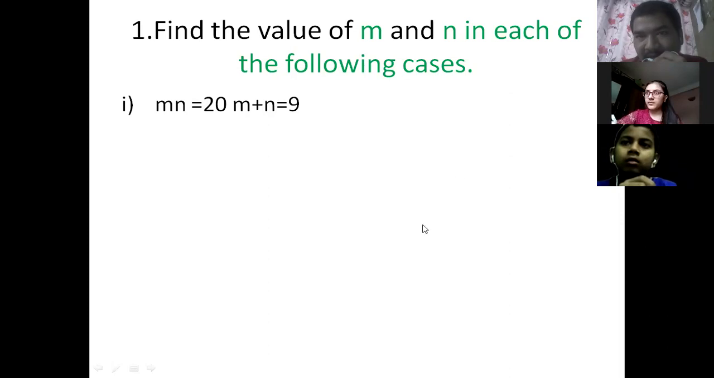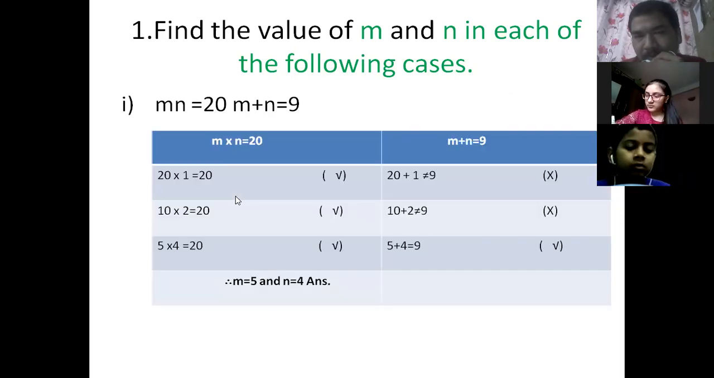According to this process, look here, we have to show it like this. First of all, make a table. In one column, write the heading m into n, and the heading of the another column, write m plus n. m into n should come 20, m plus n should come 9. Children, this should be written here.